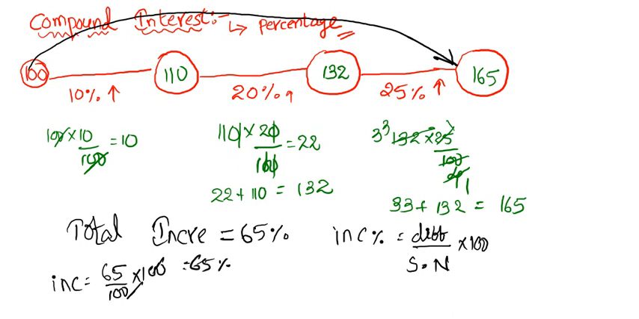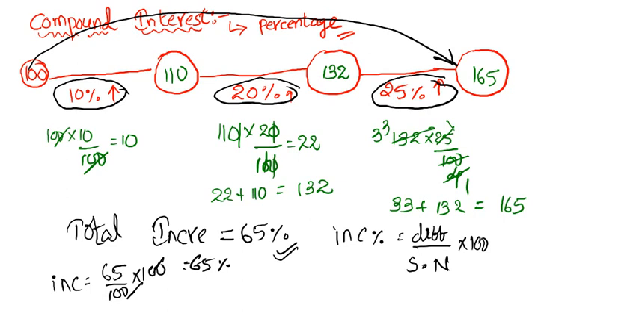But if you observe here, initially you are increasing 10%, again you are increasing 20%, again you are increasing 25%. Means totally how much percent you are increasing? That is 45 plus 10, 55%. But actually how much is it increasing? 65%. Isn't it? Yes. Now listen, next.